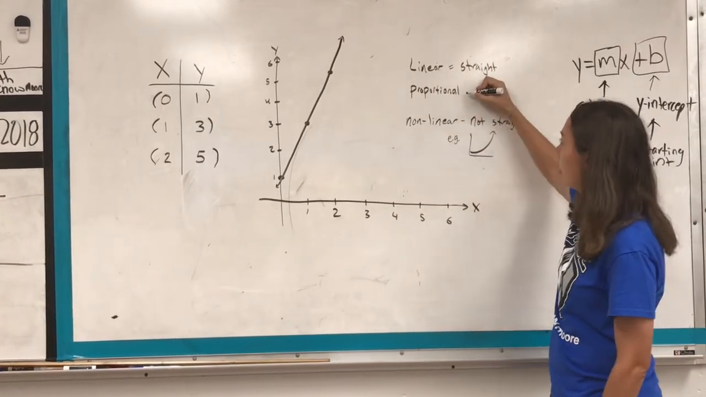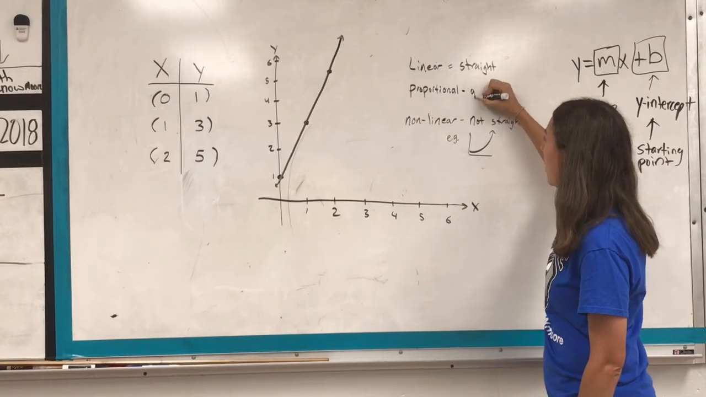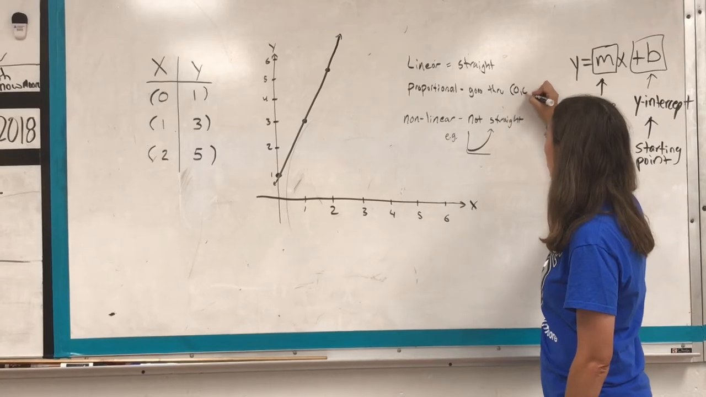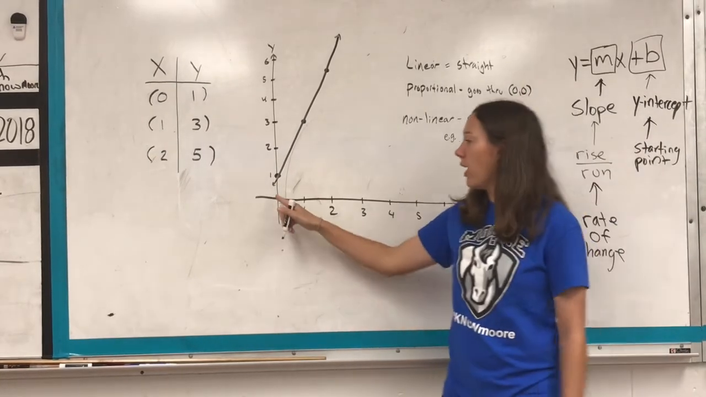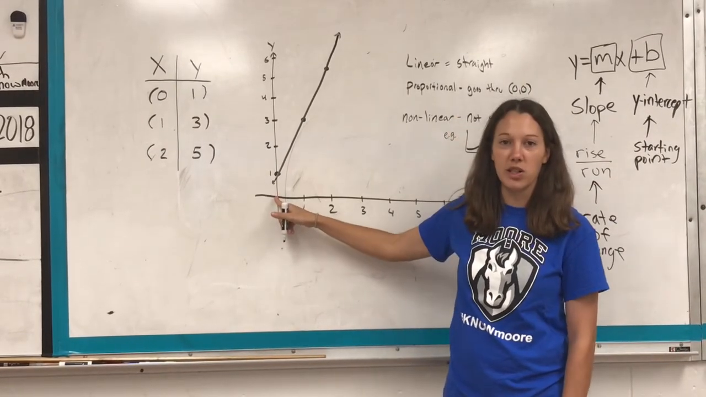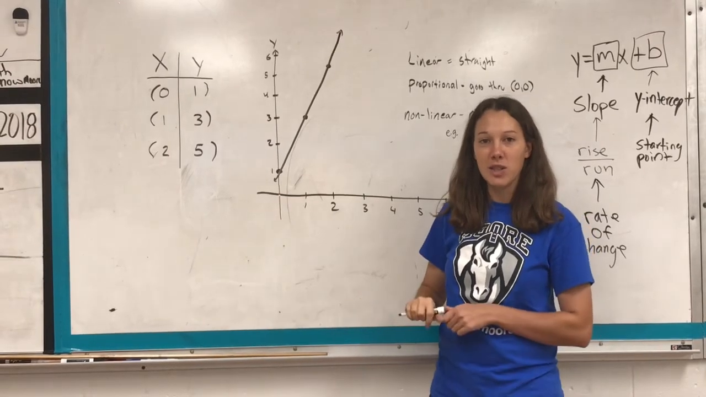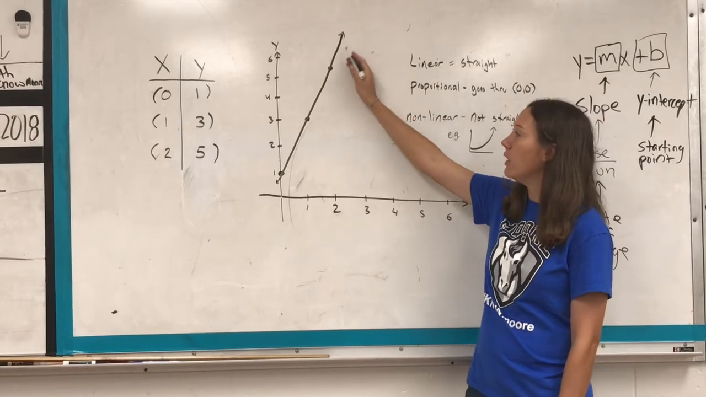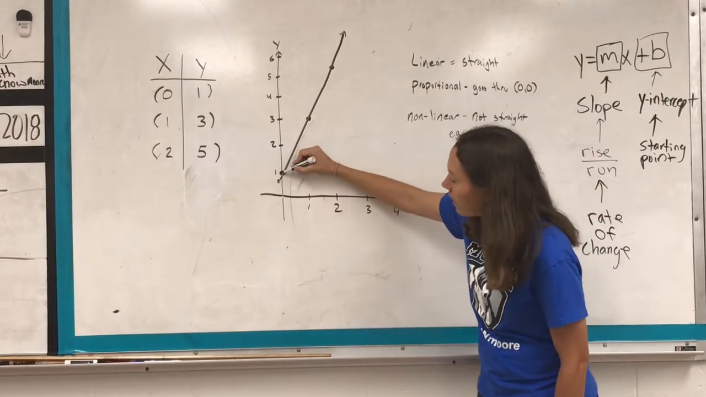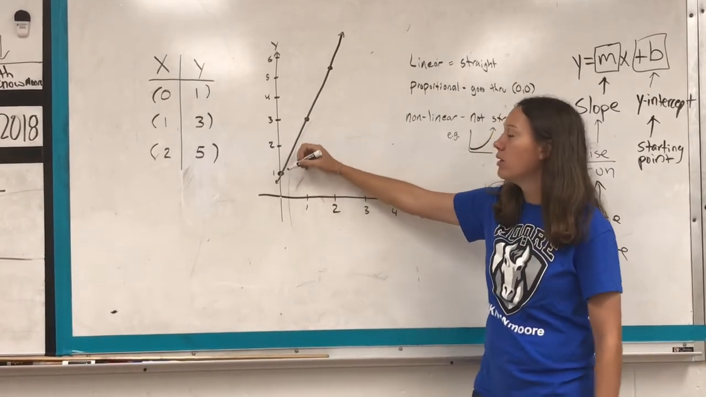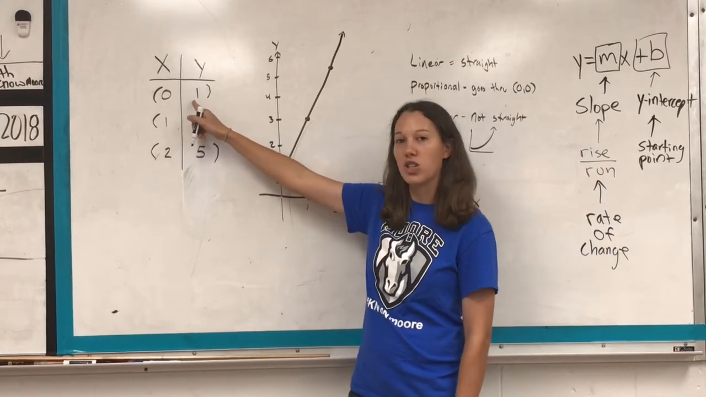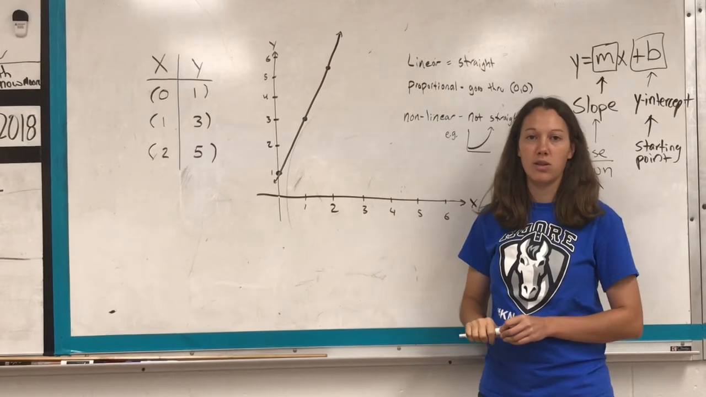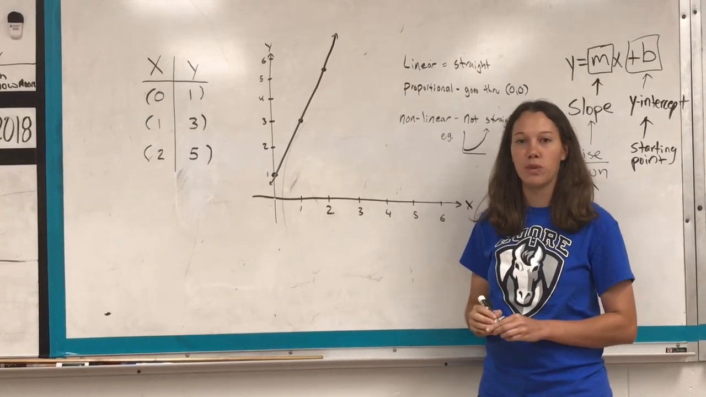And then our last vocabulary word, proportional, means it goes through the point 0, 0. So if our line goes through our origin, point 0, 0, meaning our y-intercept is 0, then the line is proportional. So if we look at our example, we can see that our y-intercept is 1. So in this case, this is not a proportional line. So it's linear but not proportional.